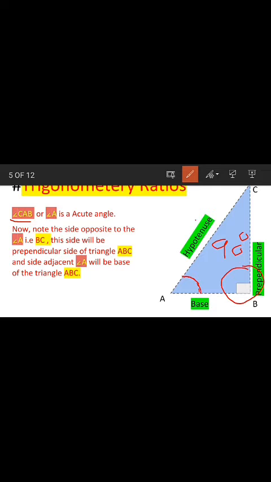Now always remember, class, the side which is opposite to this given angle, here we have taken angle A, the side opposite to it is going to be BC. Always remember, class, the side opposite to the given angle is going to be the perpendicular of the right angle triangle. That means BC is opposite to angle A, therefore BC is the perpendicular of the right angle triangle. Always remember. Now class, we know that the side opposite to the given angle in a right angle triangle is the perpendicular, but what about the base?